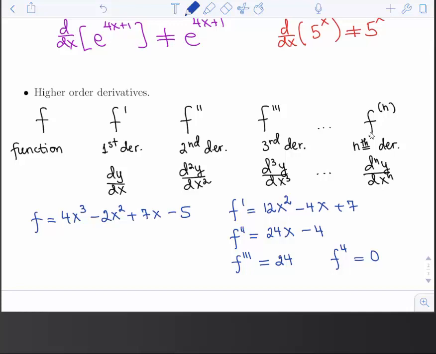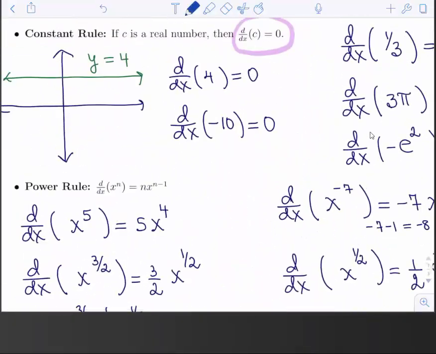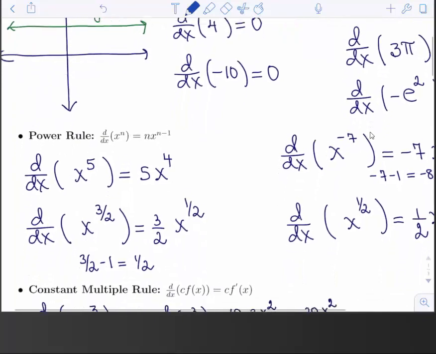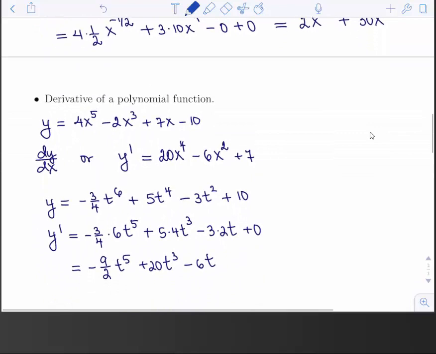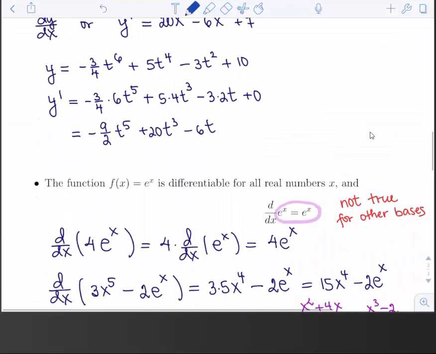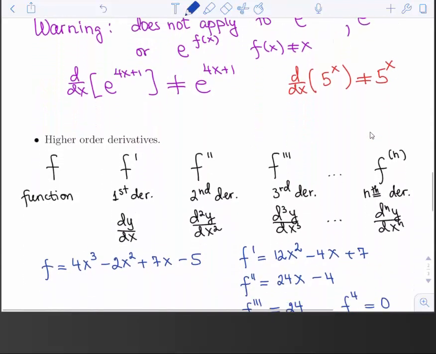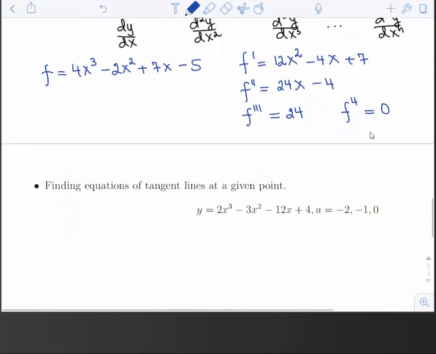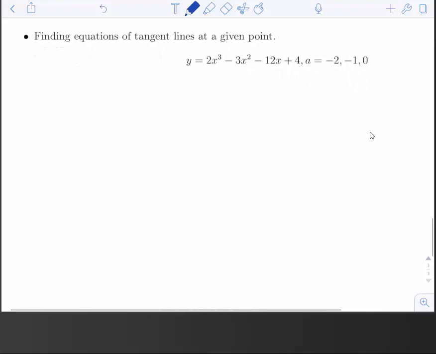Okay, so now that we've done all of the rules, let's take a look at how we can solve different problems. So constant rule, that's done. Power rule, constant multiple, sum or difference. We know how to differentiate polynomial functions. We know what to do with e to the x. And we know that we can find more than one derivative. So now we're going to apply this knowledge to find the equation of the tangent lines at a given point. And in this case, we don't need to worry about computing the derivative with the long limit definition.